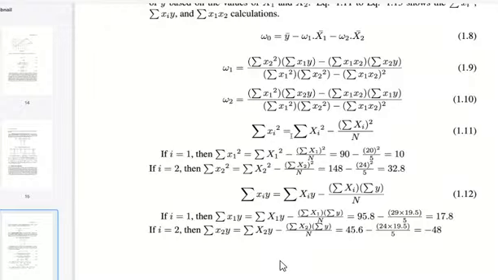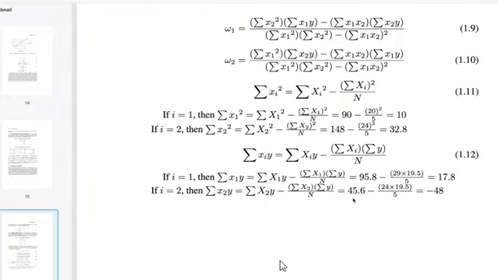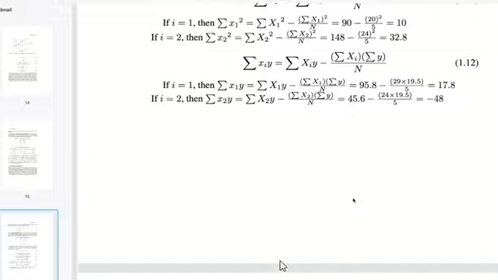So equation 1.11. Similarly, you can find the summation of small x_i y, which is basically the summation of capital X_i y minus the summation of x_i times the summation of y divided by n. So everything is clearly explained here. If you sit quietly and look at these equations, then you can easily understand what is happening.